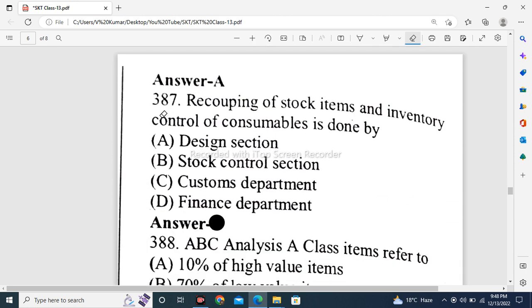नेक्स्ट है recouping of stock items and inventory control of consumables is done by A. design section, B. stock control section, C. customs department, D. finance department. आंसर है B. stock control section. Recouping of stock items and inventory control of consumables is done by stock control section.